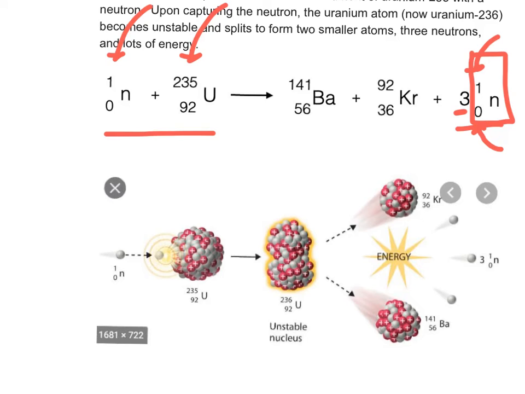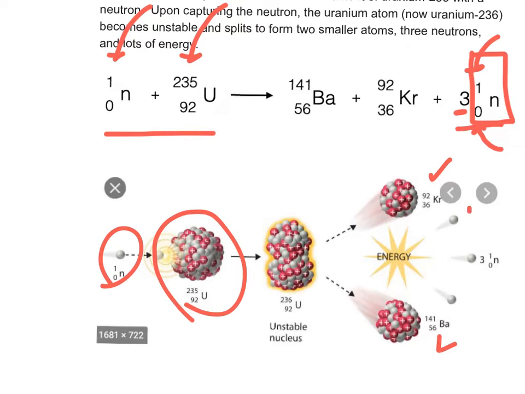So here's our uranium-235, here's the neutron that we're bombarding it with, and here you can start to see the fission of the uranium-235 into smaller atoms. We create a krypton, we create a barium, and then we've also got 3 neutrons that are ejected at high speed as well. So the equation and the first image here go hand in hand.